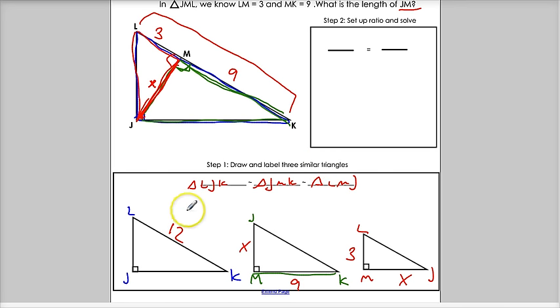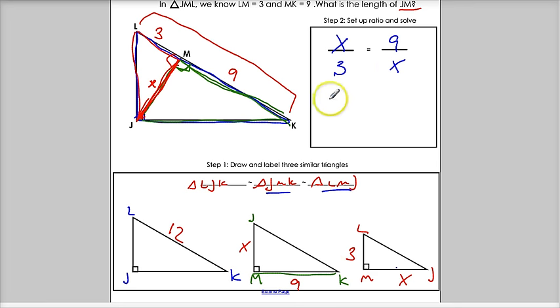Well, now we could set up our similarity statement, right? We could set up our ratio. So if we look here, we need to find two triangles that have corresponding parts. And if you look, these last two triangles, these guys right here, they have corresponding parts. I know X is to 3 as 9 is to X. So X is to 3, right? X is to 3 as 9 is to X. All right? So now that I set my ratio, I'm good to go. And I was able to do that because I labeled my three triangles correctly.